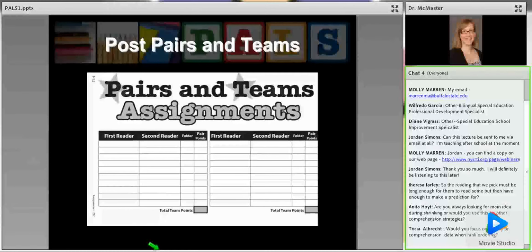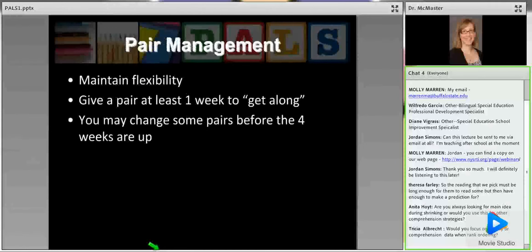It's nice to post things like this in your classroom. It shows that PALS is an important part of your instruction, and kids are interested to know who their partners are, and it's especially exciting after the 4 weeks when you change the partners up. It's just exciting to see who your new partner is going to be. So materials like this are in the manual and can certainly be duplicated and used for your classroom.